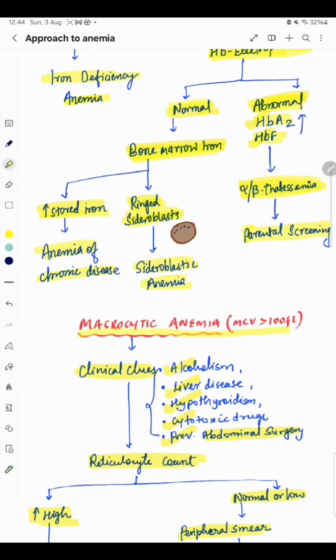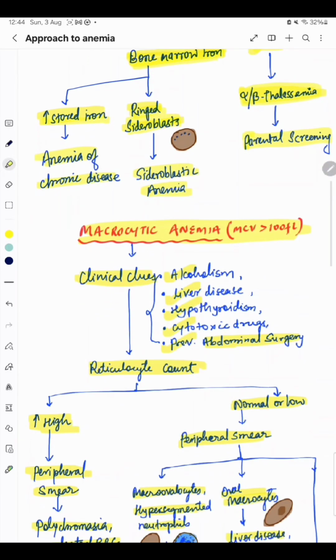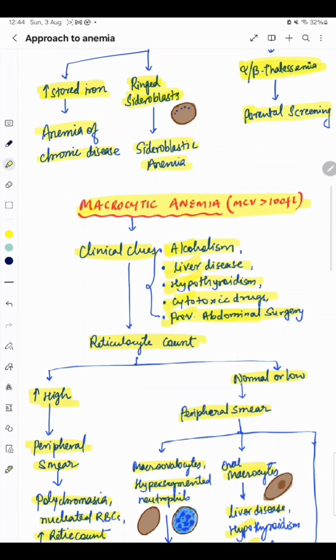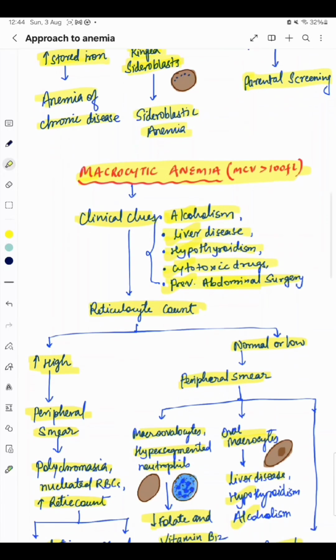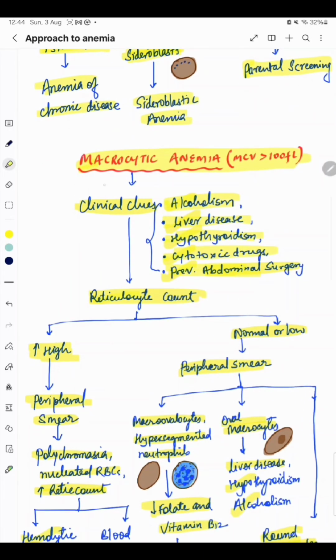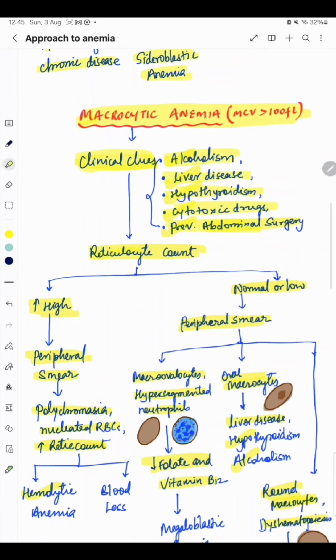Now the other category is macrocytic anemia, in which MCV is more than 100 femtoliter. There are certain clinical clues or history, like macrocytic anemia associated with alcoholism, liver disease, hypothyroidism, cytotoxic drugs, and previous abdominal surgery. In small intestinal surgeries, there may be a resulting macrocytic condition. After looking for this history and clinical clues, we advise reticulocyte count.